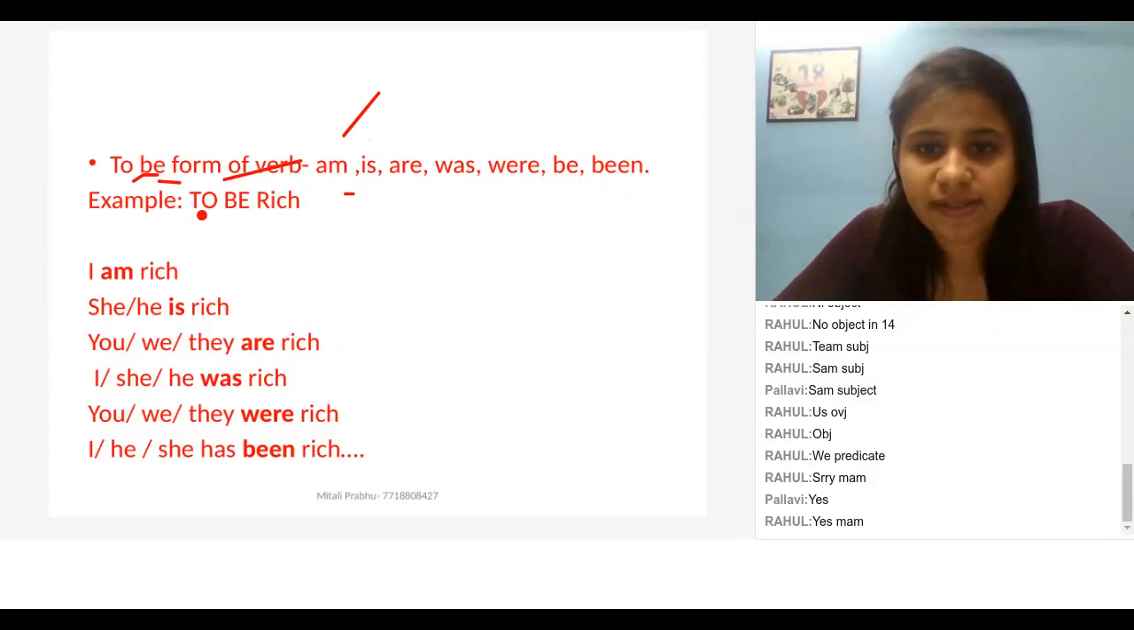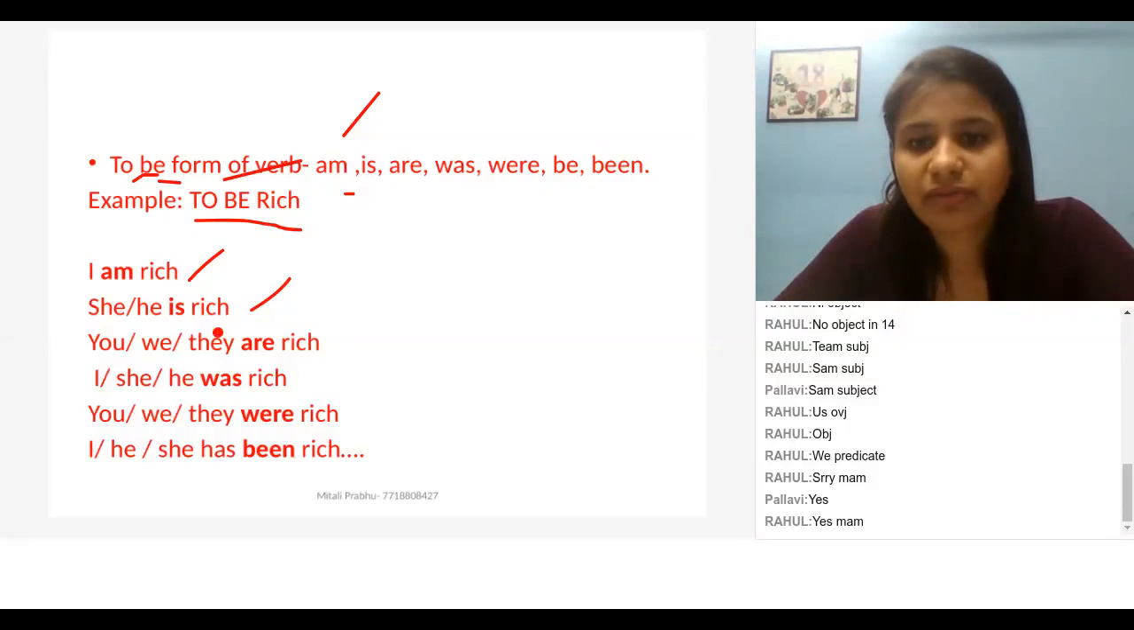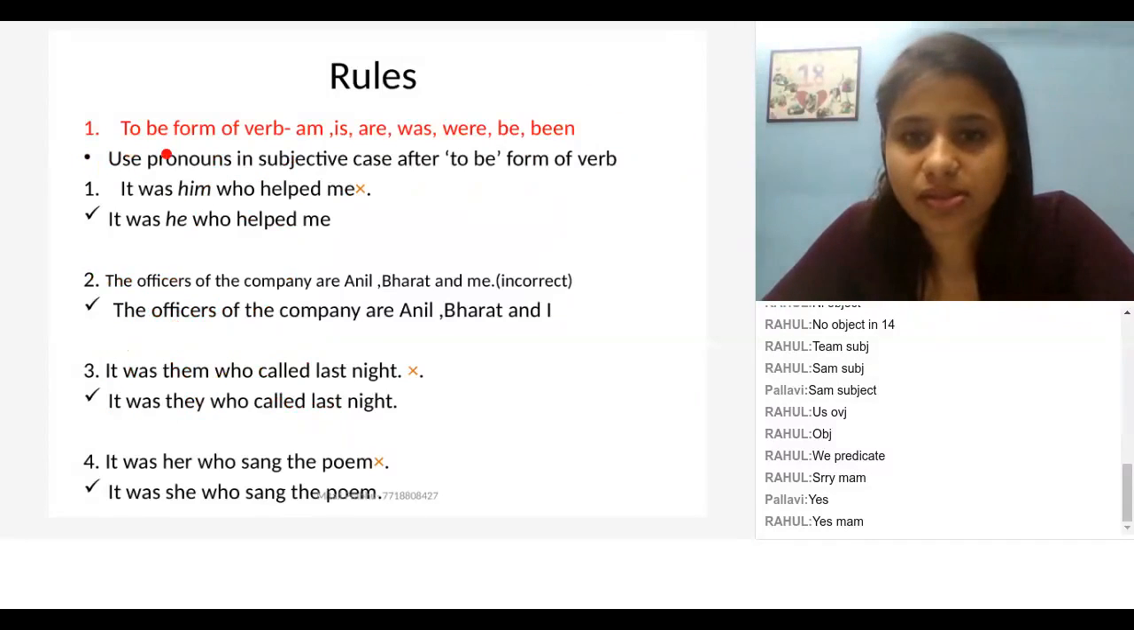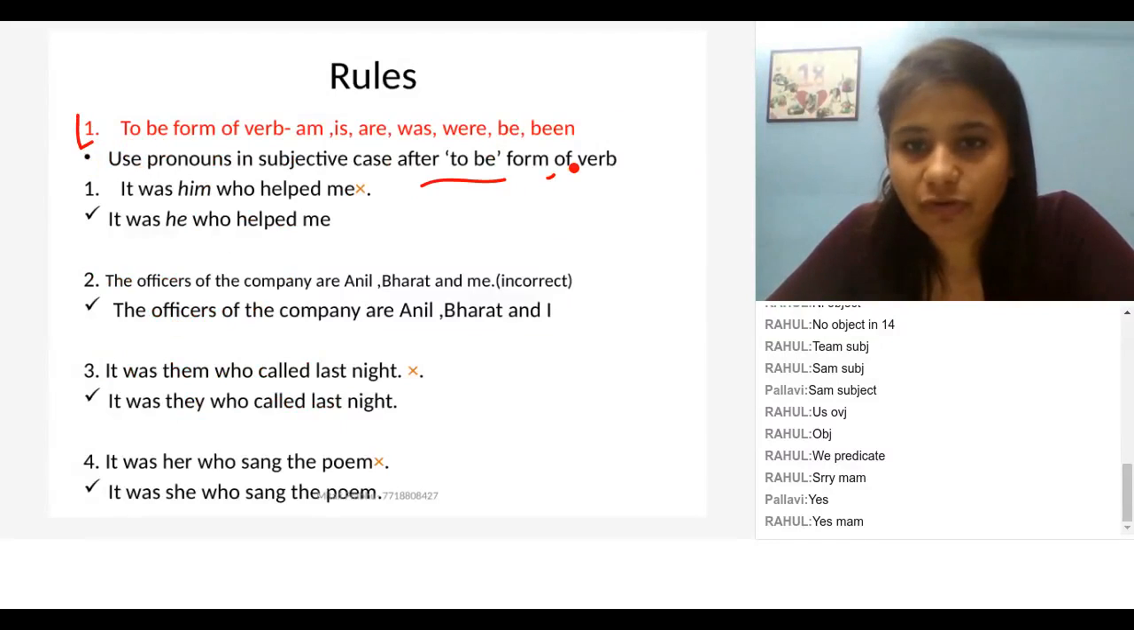So if I take the phrase to be rich and put it in to be form, then it is going to be I am rich, she or he is rich, you, we, they are rich. So depending on the pronoun that you're using, this to be form changes. So when we go to the rules, the first rule is: whenever we have a to be form of a verb, use pronouns in subjective case.